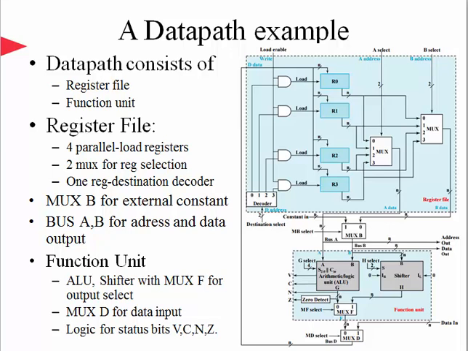Multiplexer B selects an external constant to enter the functional unit. Buses A and B are for address and data output. Multiplexer F chooses one of the operations inside the functional unit. It's either the ALU or the shifter operator. Multiplexer D is needed to choose either the output of the functional unit or the data coming from data memory. There are 4 status bits for the functional unit. They are for the ALU, in fact V, C, N, and Z, where V is for overflow, C is for carry out, N is for negative, and Z is for the zero condition.